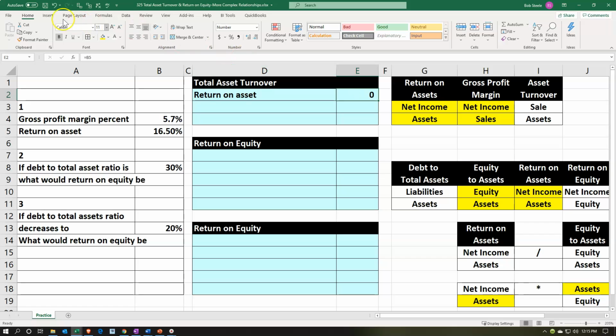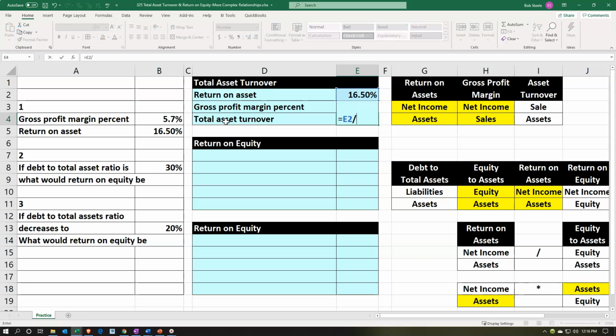I'm going to then make it a percent, home tab numbers percent. We'll add a couple decimals to it. Then we're going to be picking up the gross profit margin percent, and that's going to be equal to the 5.7. Going to format that by going to the home tab numbers percent, add a couple decimals there. Then that's going to give us the total asset turnover. So the total asset turnover then will be equal to the 16.5% divided by the 5.7%.